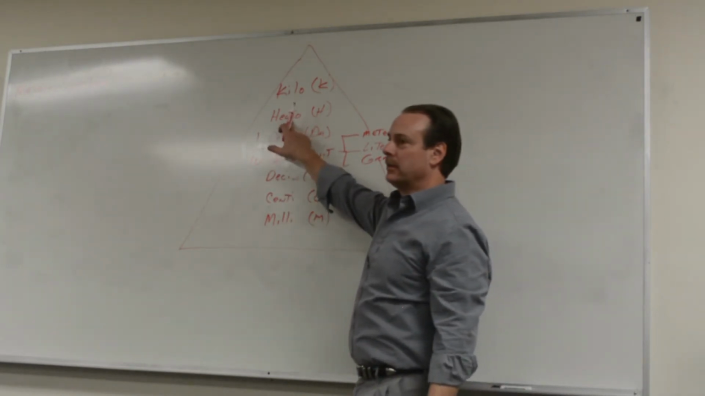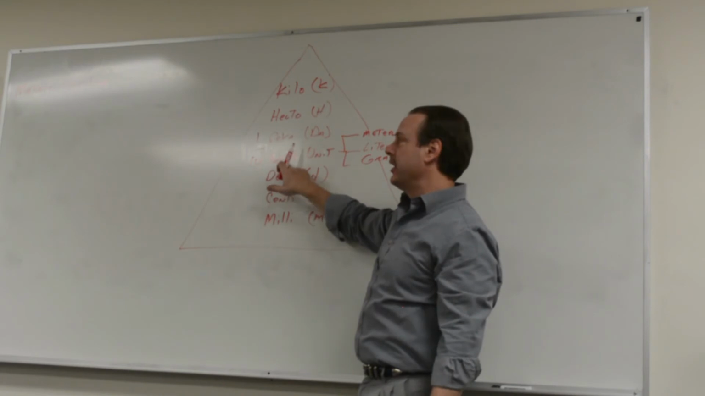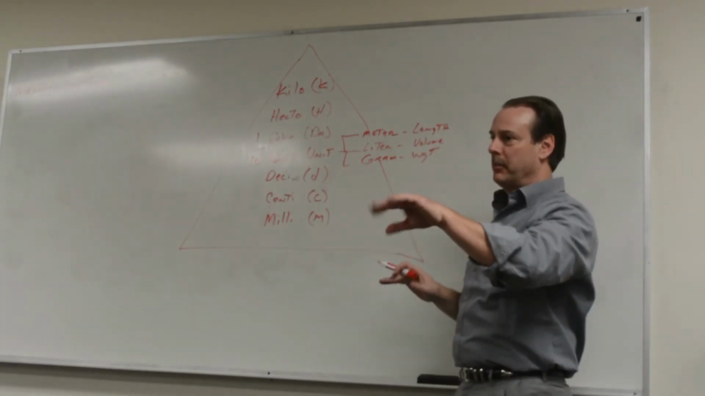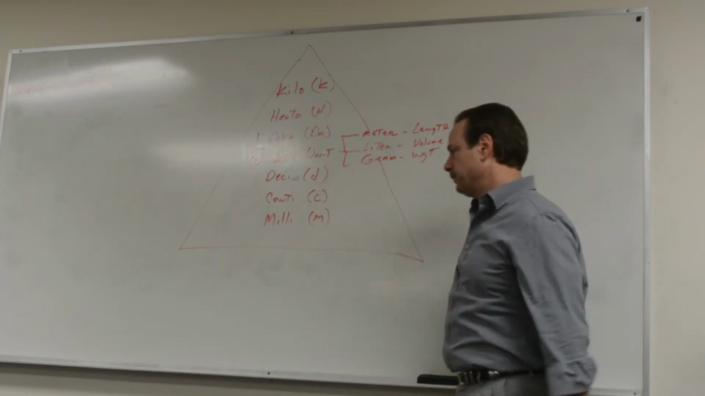Not 100. It gets smaller. Smaller? Yes. Because remember, this is a larger unit. These are smaller. There's more of these than there are of these. I'm going to get into that in a minute here. All right, we've got to have a rule for moving up and down, right?